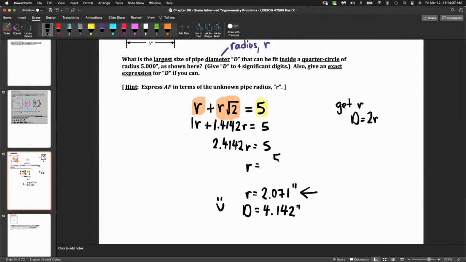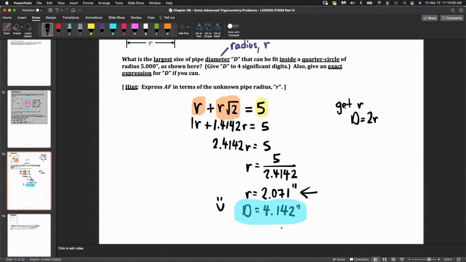Yeah, just isolate R. Okay, I think we're good, people. I think we're good with this question. So there's D. All good to go.